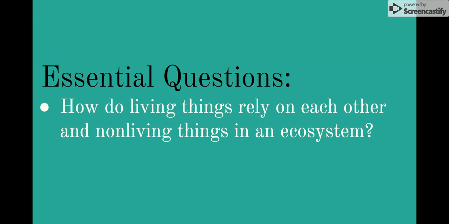Now, during this lesson and throughout our unit on organisms and environments, this is our essential question, right? So we're going to be thinking about this throughout the entire unit, all right? That question is, how do living things rely on each other and non-living things in an ecosystem? I'm going to repeat that so that it can really sink in. How do living things rely on each other and non-living things in an ecosystem, all right?